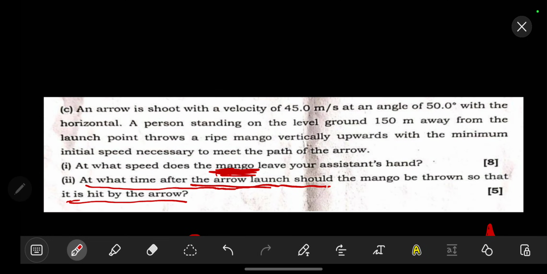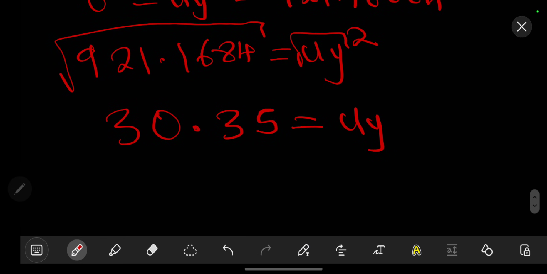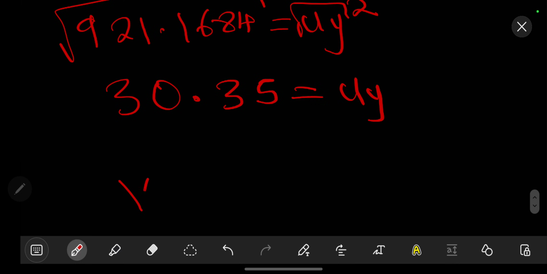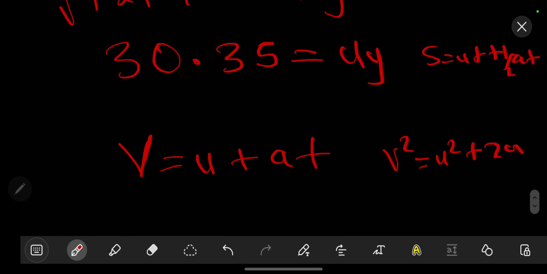So we need to know how much time it takes for the mango to reach that height of 46.9984. So we are going to say, using the formula v should be equal to u plus at, since we know the final velocity at that time should be equal to 0. If you want, you can use v squared is equal to u squared plus 2as. And now here we don't have time, so s is equal to ut plus half at squared. You can use this if you want, but it's only complicating things because you will have to solve the quadratic equation. So therefore you are going to use this formula.